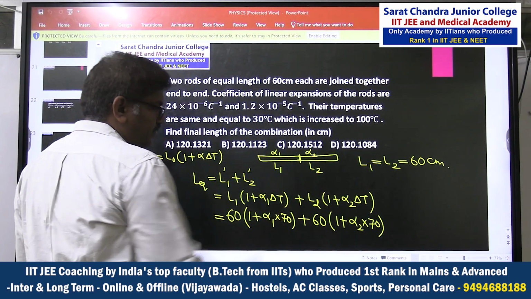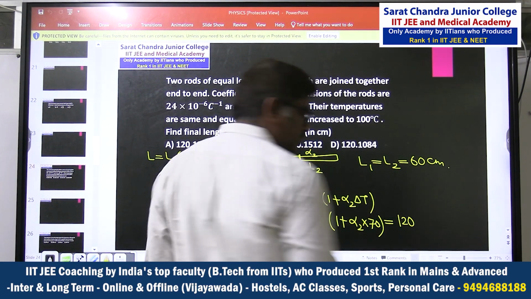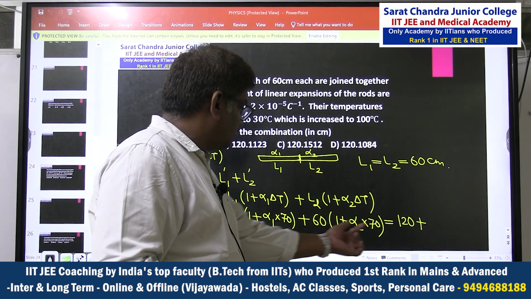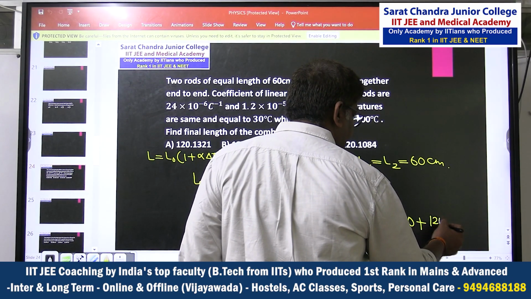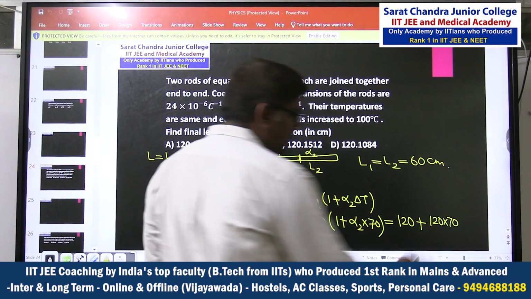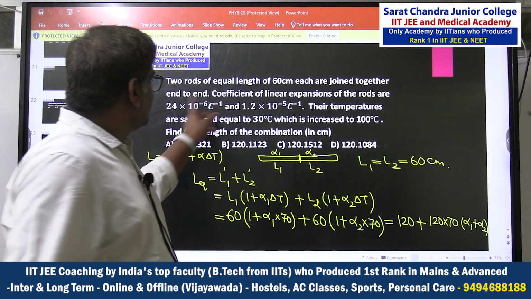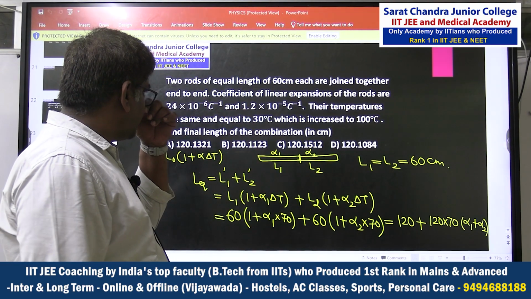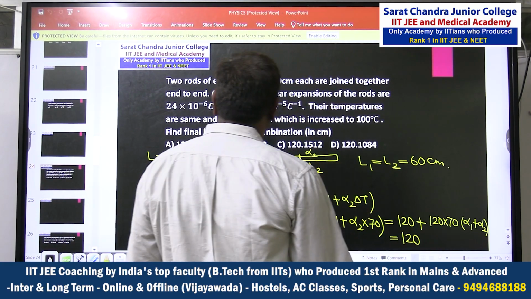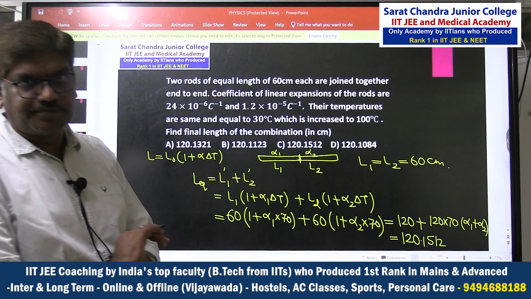Now to simplify the calculation, you can take these terms 60 plus 60 together, that is 120, plus 120 into delta t. Taking it common from the second and fourth terms, I am getting alpha 1 plus alpha 2. Now alpha 1 and alpha 2 are given to you, just add them, and by adding and solving, we finally get the answer as 120.1512 centimeter. All right.